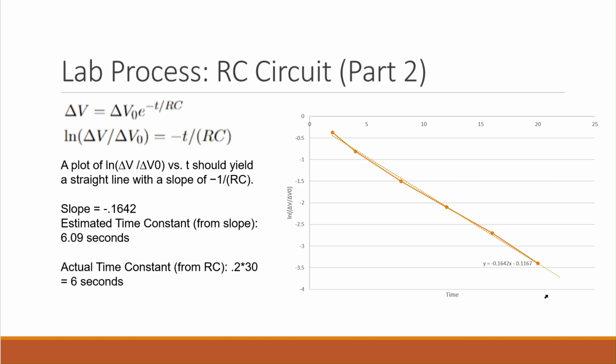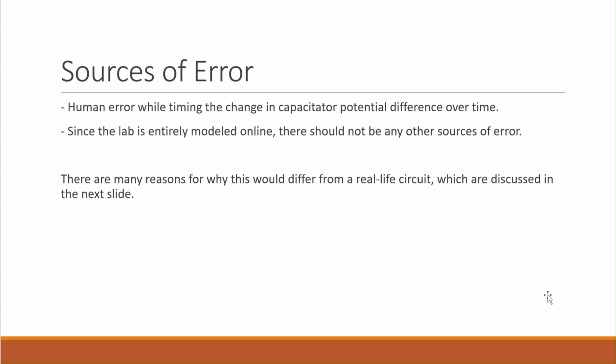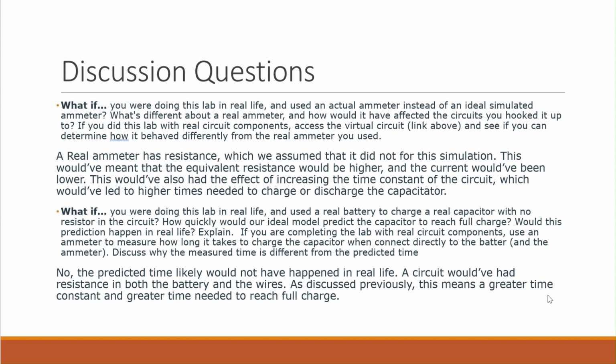Now, the actual time constant we can get from multiplying the resistance times the capacitance, so 0.2 times 30, which is 6 seconds, which is about the same as we calculated from the slope. The slight differences probably come from human error while timing the change in capacitor potential difference over time. But since the lab is entirely online, there shouldn't be any other sources of error.